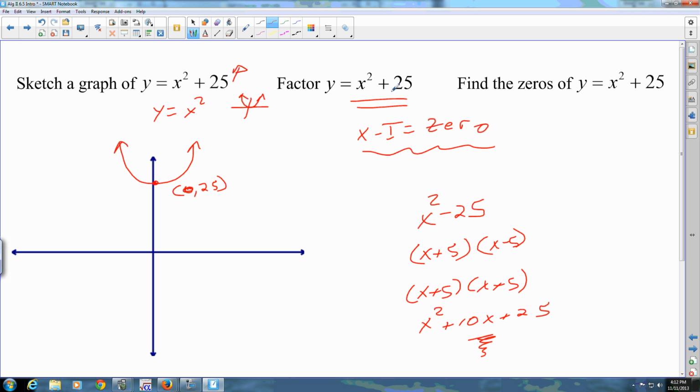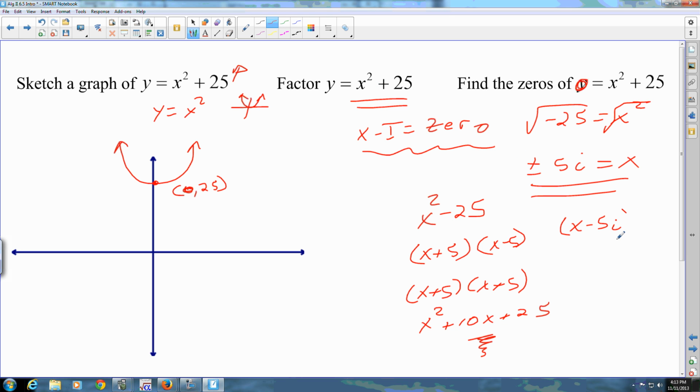Now, I showed you another way to find the 0 if you didn't have the factors, and that was setting this thing equal to 0. Subtract the 25, and you should see right there why there's a problem factoring it. Because once you square root it, this has to come out as i. So plus or minus 5i is equal to x. Now that you know the zeros, what are the factors? Well, x minus 5i and x plus 5i.